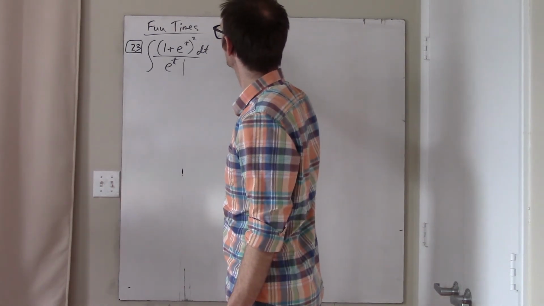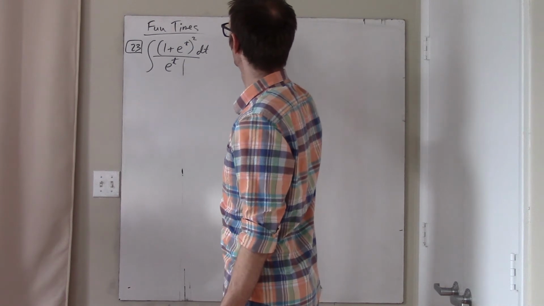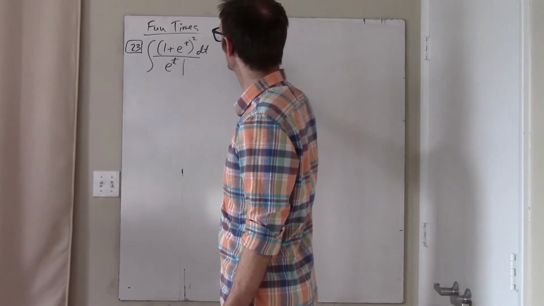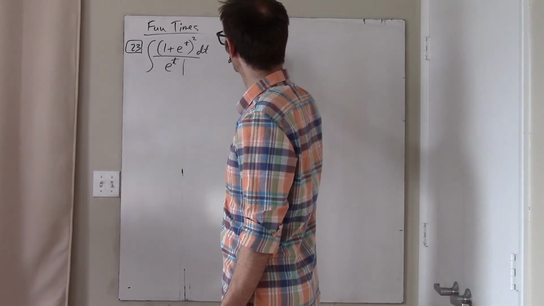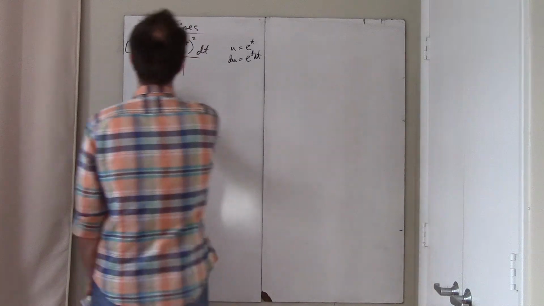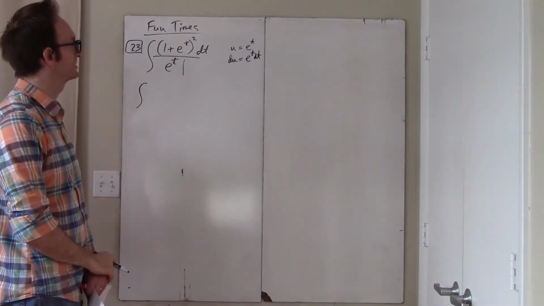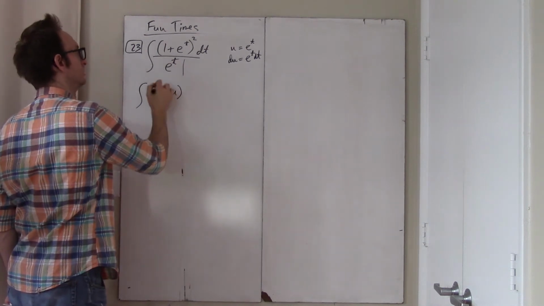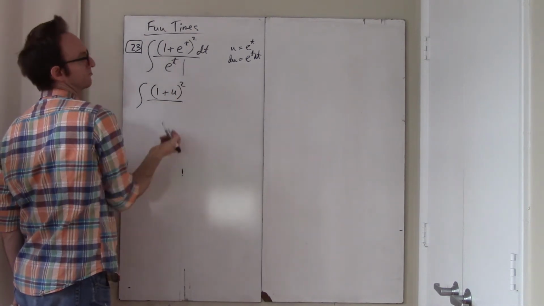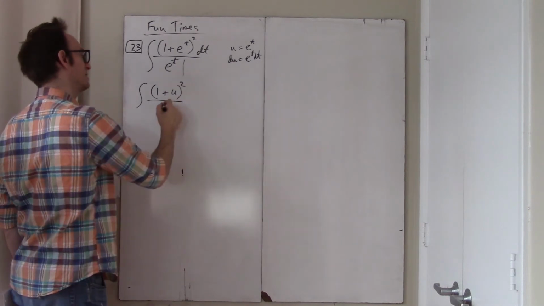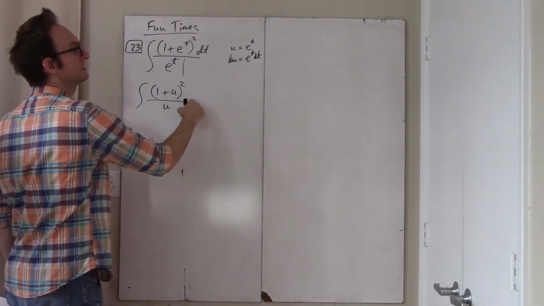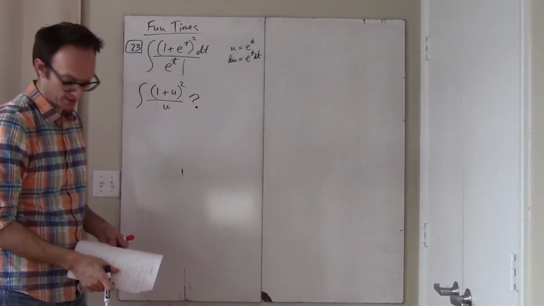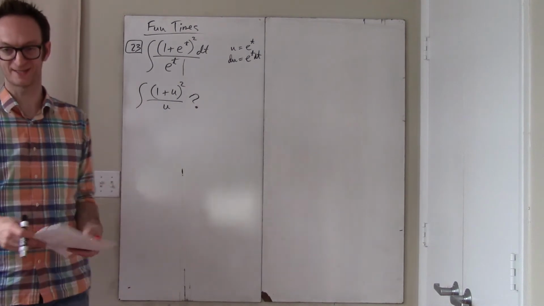Suppose you, not thinking about it too much, let u be e to the t. Well, okay, then du would be e to the t dt. But now when I go to do the substitution, I get 1 plus u squared over, I don't know what to do. I suppose that has to be a u, but then I need there to be a du there, and there just isn't. So it just doesn't work.